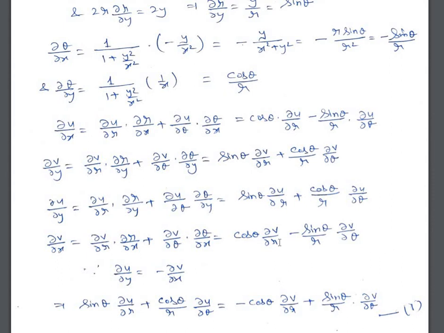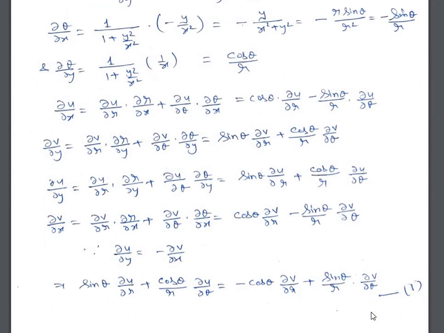What is the first Cauchy-Riemann equation? We are taking the second one first. Second equation is del u upon del y is equal to minus del v upon del x. Now what is del u upon del y? We have this expression: sin theta del u upon del r plus cos theta upon r into del u upon del theta. And on the right hand side we have minus del v upon del x. So we have minus of cos theta del v upon del r plus sin theta upon r del v upon del theta.